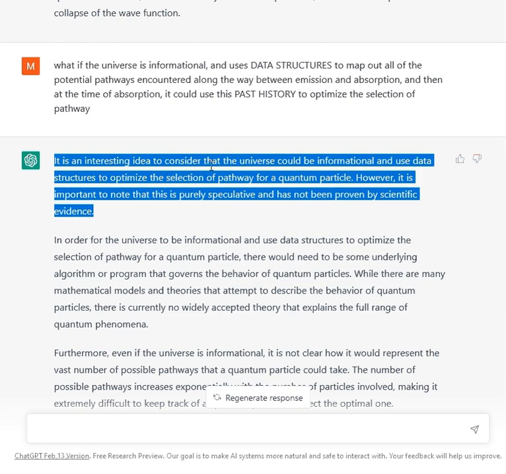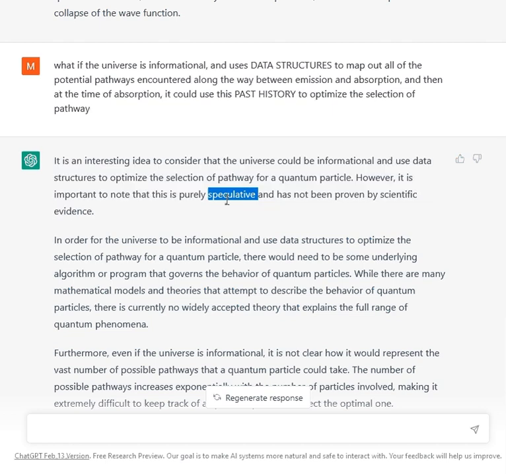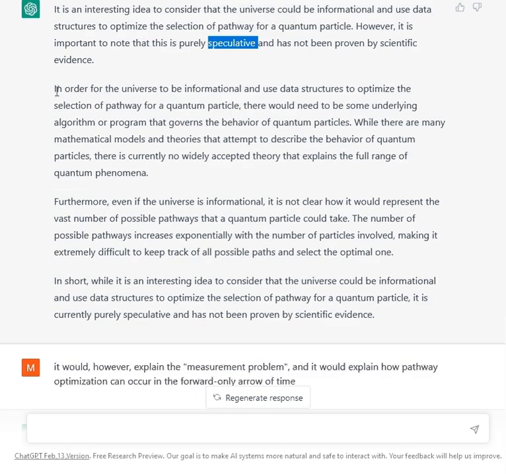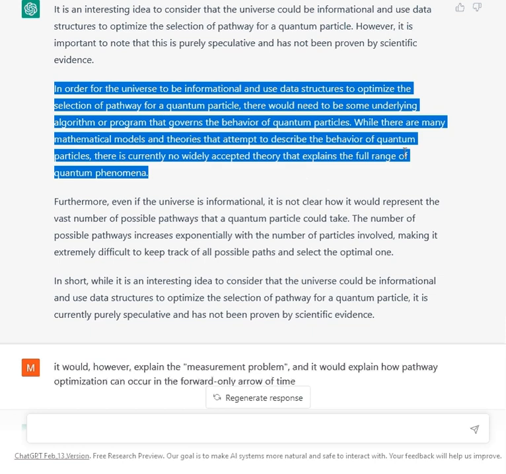It is an interesting idea to consider that the universe could be informational and use data structures to optimize the selection of pathway for a quantum particle. However, it is important to note that it's purely speculative, and has not been proven by scientific evidence. In order for the universe to be informational and use data structures to optimize the selection of pathway for quantum particles, there would need to be some underlying algorithm or program that governs the behavior of quantum particles. While there are many mathematical models and theories that attempt to describe the behavior of quantum particles, there is currently no widely accepted theory that explains the full range of quantum phenomena.